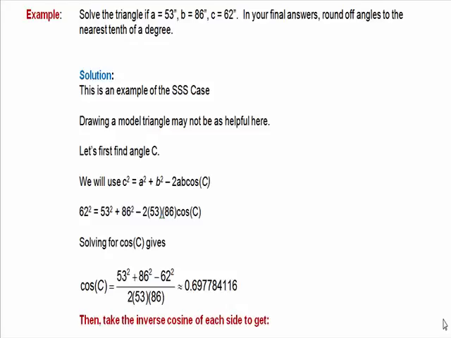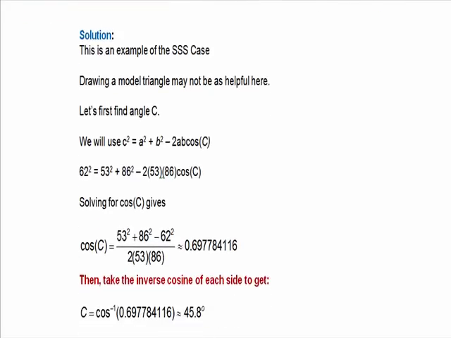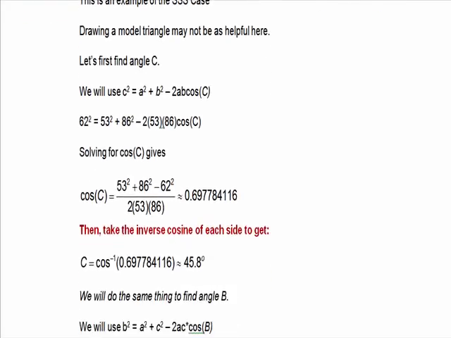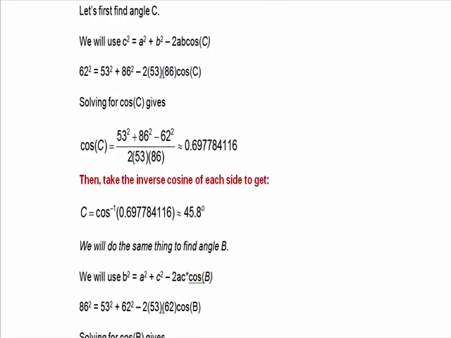So I ended up solving for cosine C, giving me 53 squared plus 86 squared minus 62 squared all over 2 times 53 times 86. And when you do this math out, you'll want to make sure you store it in your calculator to keep it. Don't round to very few decimal places. It will really affect the accuracy of your answer. So I ended up with 0.697784116. And so now I know that's what the cosine of the angle is.